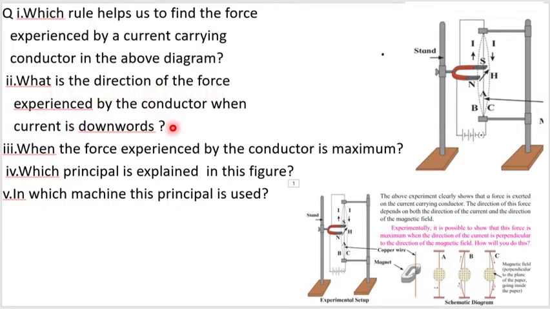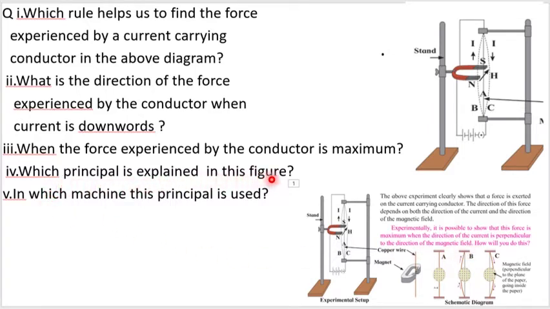Now, what is the direction of the force experienced by the conductor when the current is in downward direction? When the current is in downward direction, then according to Fleming's left hand rule, the conductor experiences the force on the outer side. And when the current is in upward direction, then according to Fleming's left hand rule, the conductor experiences the force on the inward side. Now, when is the force experienced by the conductor maximum? The force is maximum when the direction of the current is perpendicular to the direction of the magnetic field.